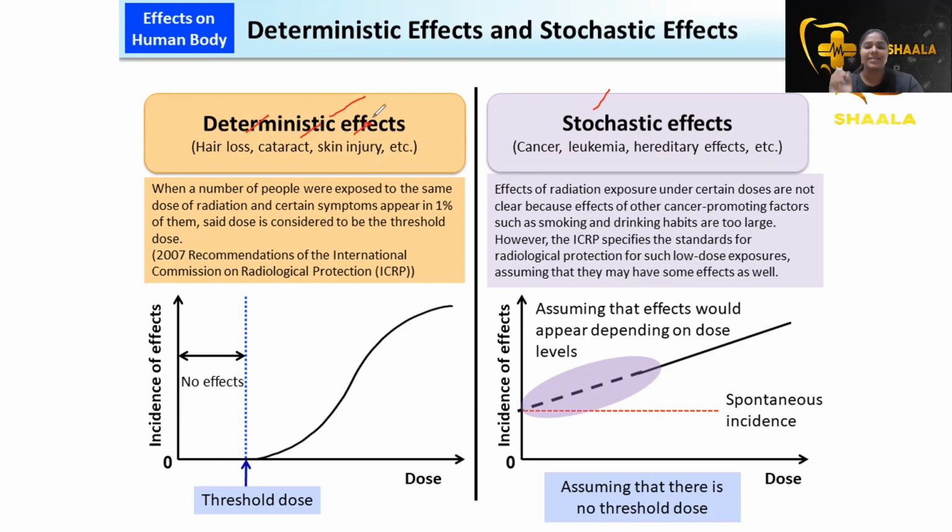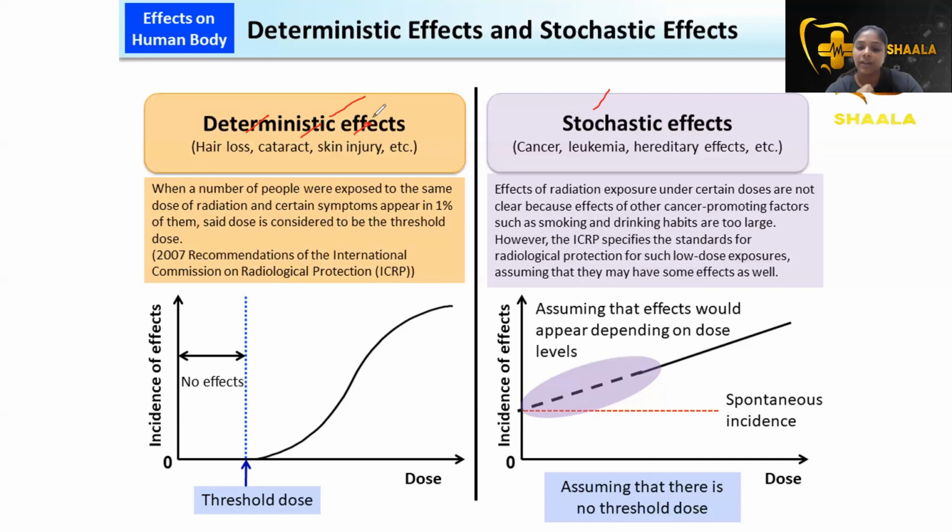Stochastic effects. The effects of radiation exposure under certain doses are not clear, because the effects of other cancer promoting factors such as smoking and drinking habits are too large. This specifies the standards for radiological protection for such low dose exposures, assuming that they may have some effects as well. So if the patient already has cancer or has smoking and drinking habits, we have to take those into consideration when we are discussing radiographic effects.